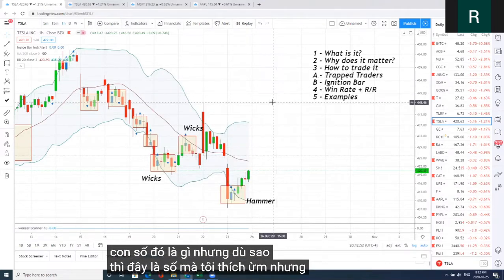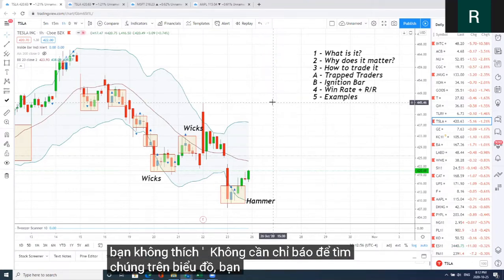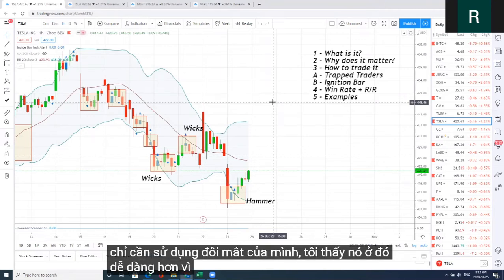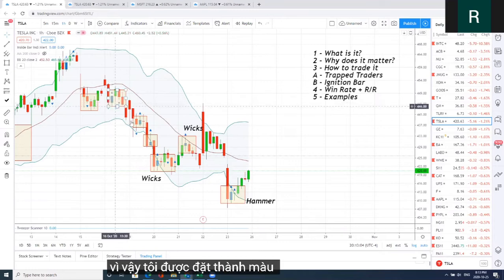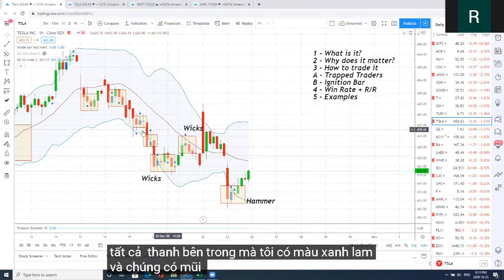But you don't need the indicator to find them on the chart. You just need to use your eyes. I find it easier to have it there just because it's easier to have it pop up in a different color. So mine are set to blue. So you can see all the inside bars that I have are blue, and they have this arrow above them.